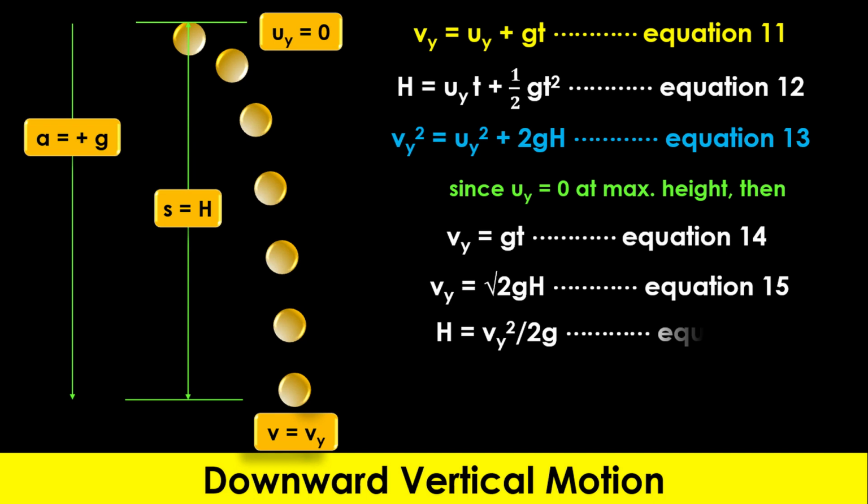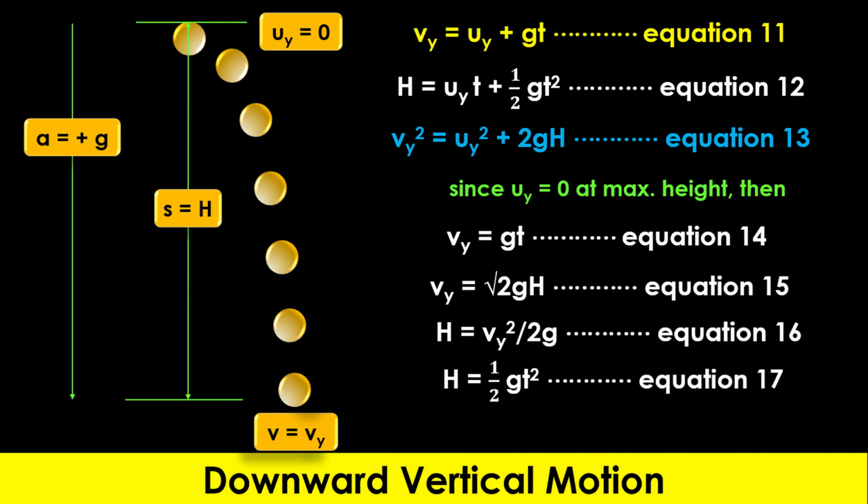Capital H equals vy squared over 2g. Equation 16 gives the maximum height attained in terms of the final velocity in meters per second and acceleration due to gravity in meters per second squared. Similarly, from equation 12, capital H equals half gt squared.